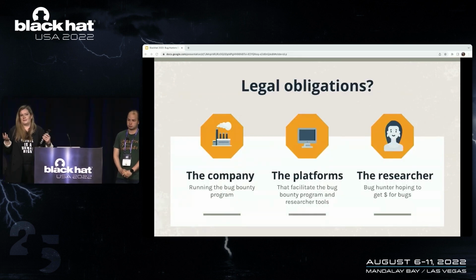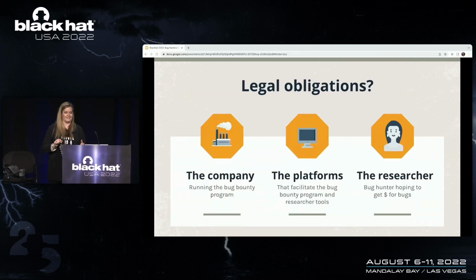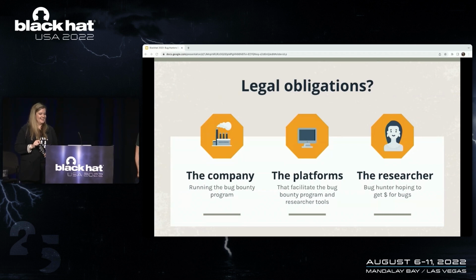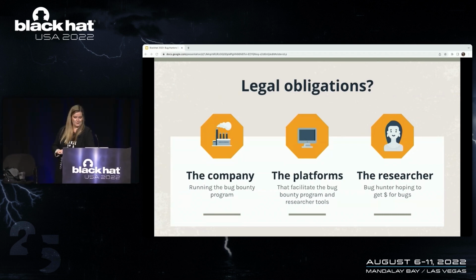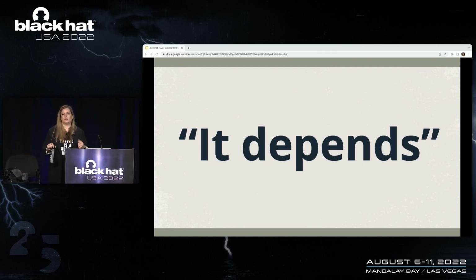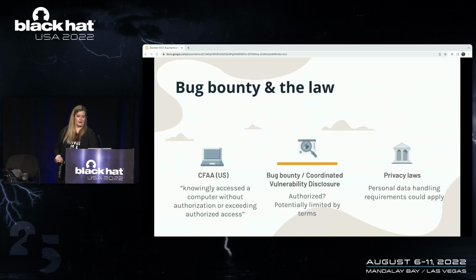So maybe some of you are here to understand what the legal obligations are. I'm sure this is what everyone wants to know. That's why I'm here. I want to know if I'm going to get sued. Well, good news. I'm going to give you a very typical legal answer, and that is it depends. There's no one clear-cut way to avoid legal liability where you're okay.